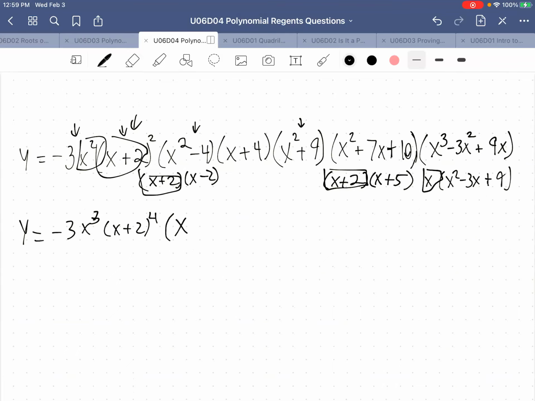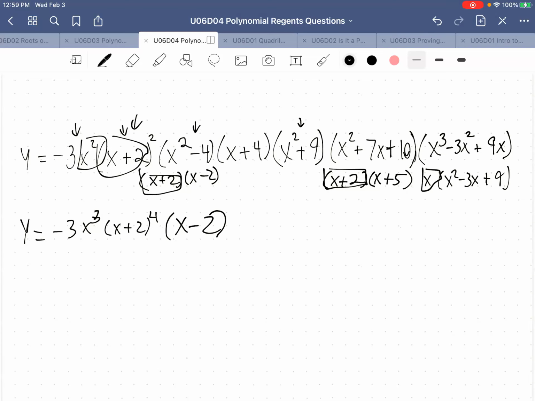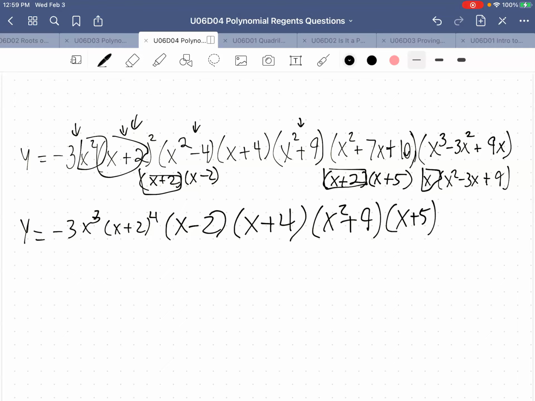We have 1 x minus 2. We have our x plus 4. We have our x squared plus 9, which we could not factor earlier. We have our x plus 5. And we have our x squared minus 3x plus 9, which couldn't be factored any further.